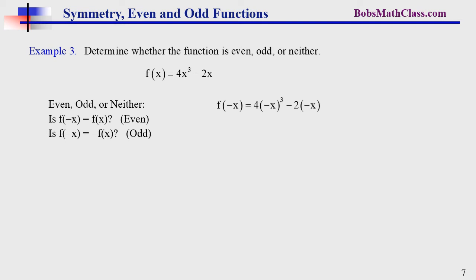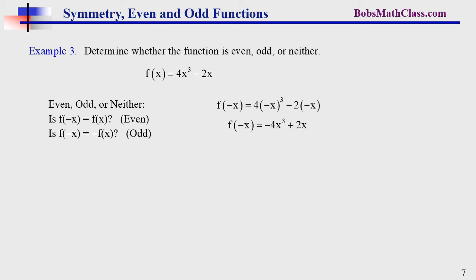So f of negative x equals 4 times negative x to the third minus 2 times negative x. Now let's try to simplify it. Negative x to the third, that's negative x times negative x times negative x. There's three negatives, so if you have three negatives, there remains a negative. And what we'll do is we'll put the negative in front of the 4. And then negative 2 times negative x turns into a positive. So this simplifies to negative 4x cubed plus 2x.